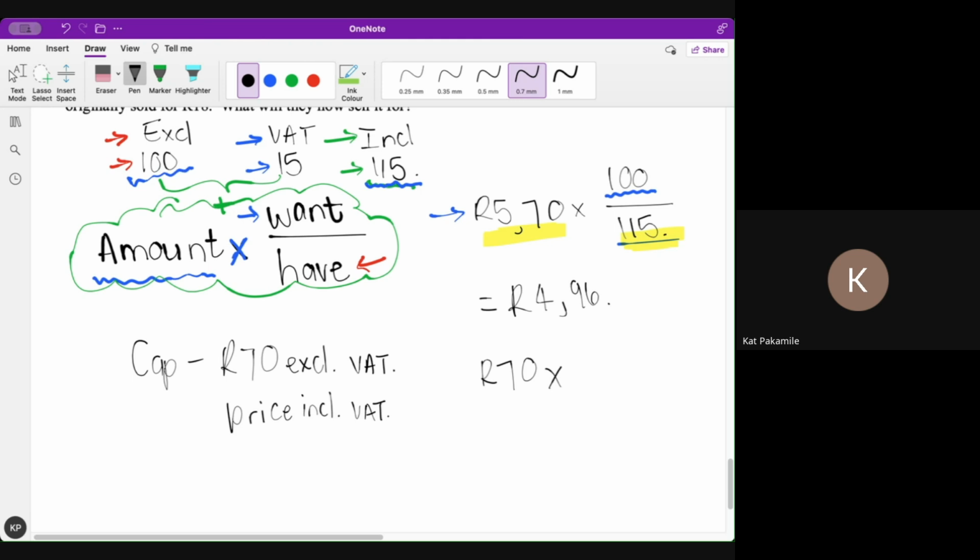And what were we given? What were we given? What do I have? Yes, it's 70. That's correct. But what is it out of my 3? Is it the excluding, is it the VAT, or is it the including?